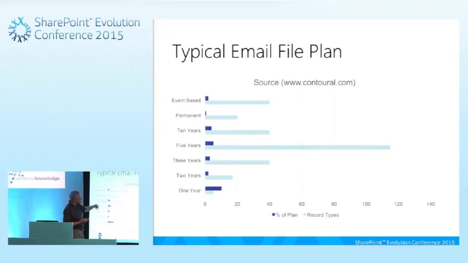This is a study that was done by a consulting firm, Contoural. These are record types and percentage of plans for email. Most of the record types are there in this general 5-year plan. When I started consulting with government agencies, there was just one category, and it was permanent. Just keep it all. But in reality, it's not happening. People are really thinking about how email is going to be used.